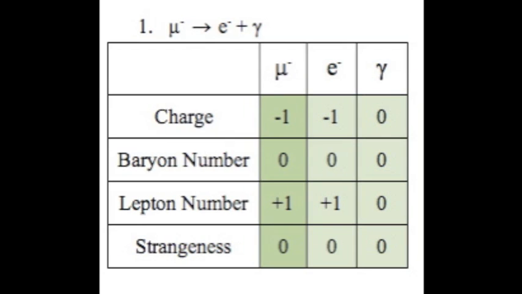And last but not least, the strangeness. Mu has a strangeness of 0, electrons have a strangeness of 0, and gamma has a strangeness of 0, because none of them contain the strange quark or the anti-strange quark. And so 0 equals 0, so strangeness is also conserved. Since all 4 of these values are conserved, this reaction is viable.